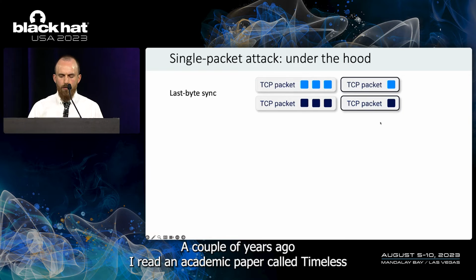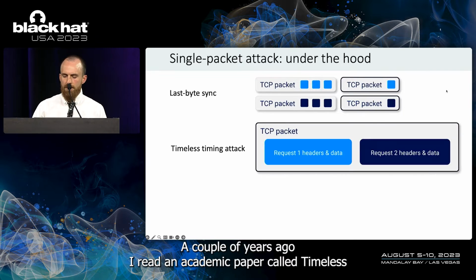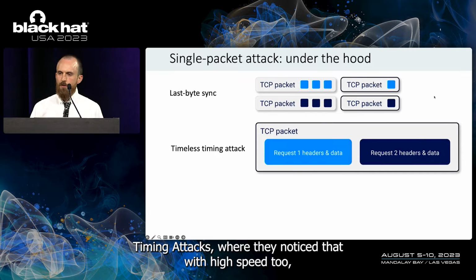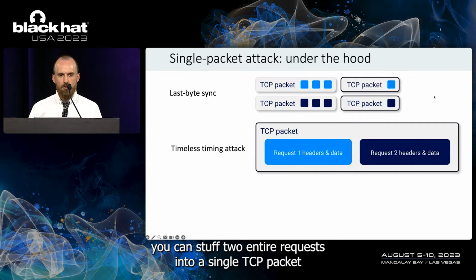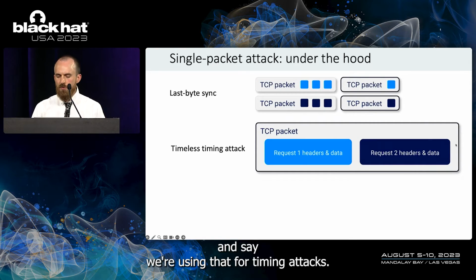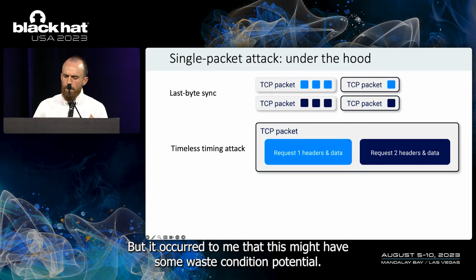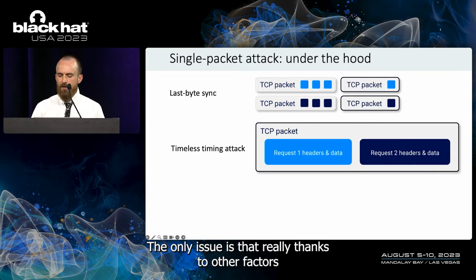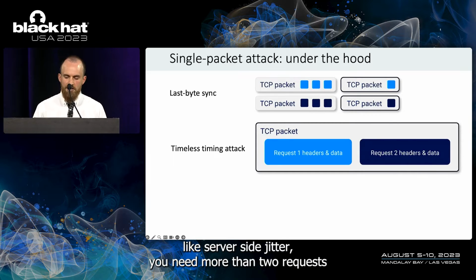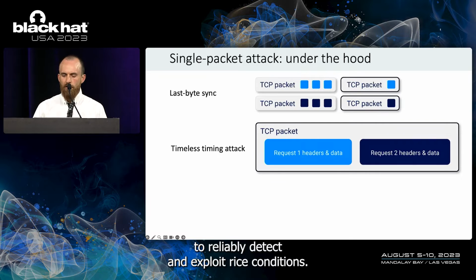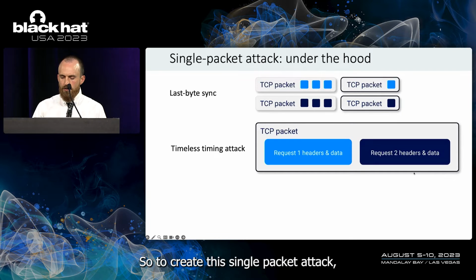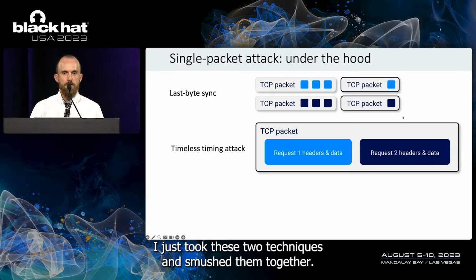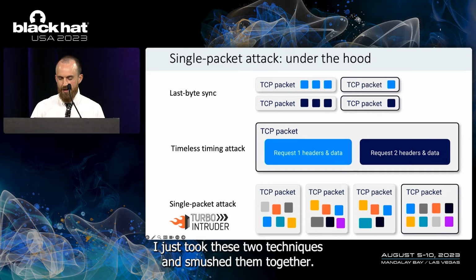A couple of years ago, though, I read an academic paper called Timeless Timing Attacks, where they noticed that with HTTP2, you can stuff two entire requests into a single TCP packet. And they were using that for timing attacks. But it occurred to me that this might have some race condition potential. The only issue is that really, thanks to other factors like server-side jitter, you need more than two requests to reliably detect and exploit race conditions. So to create the single packet attack, I just took these two techniques and smushed them together.